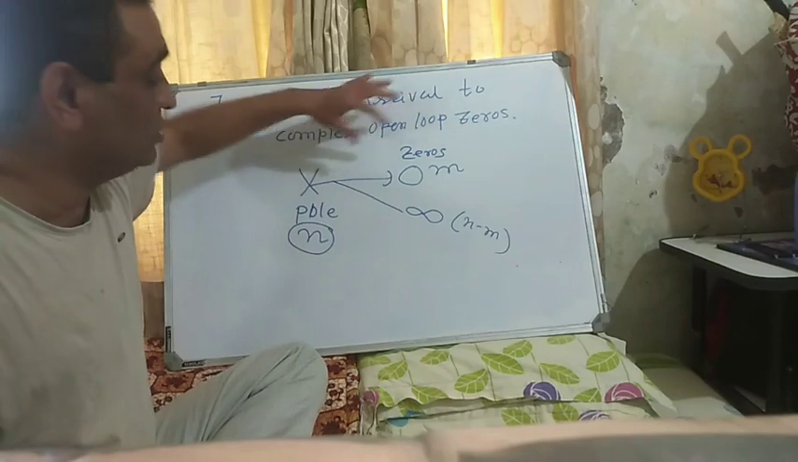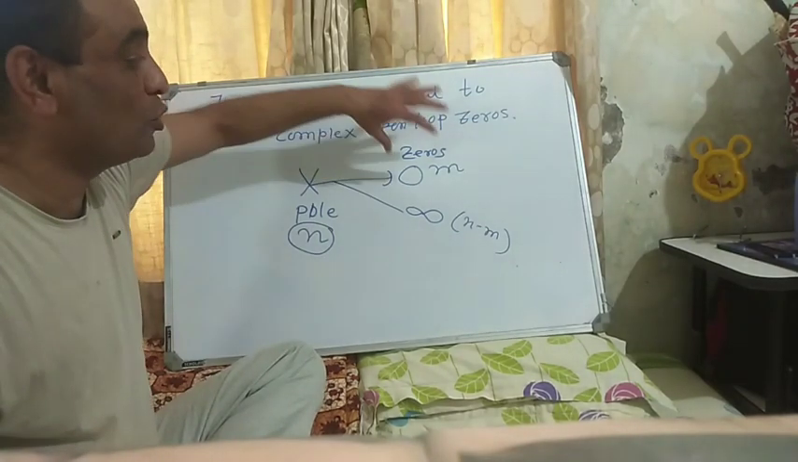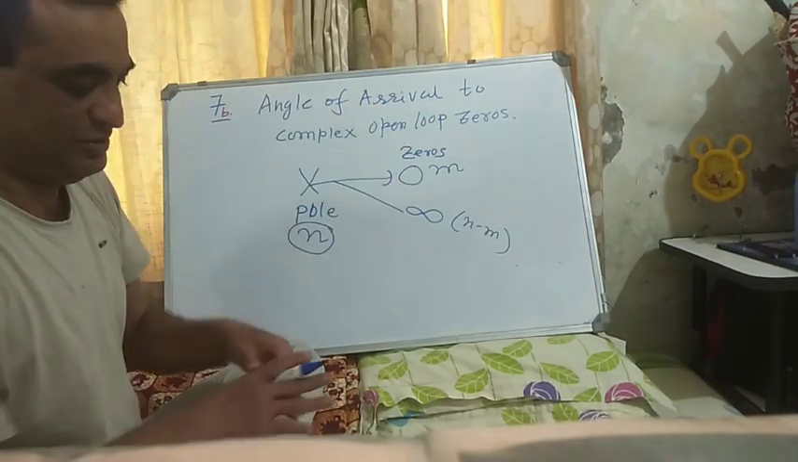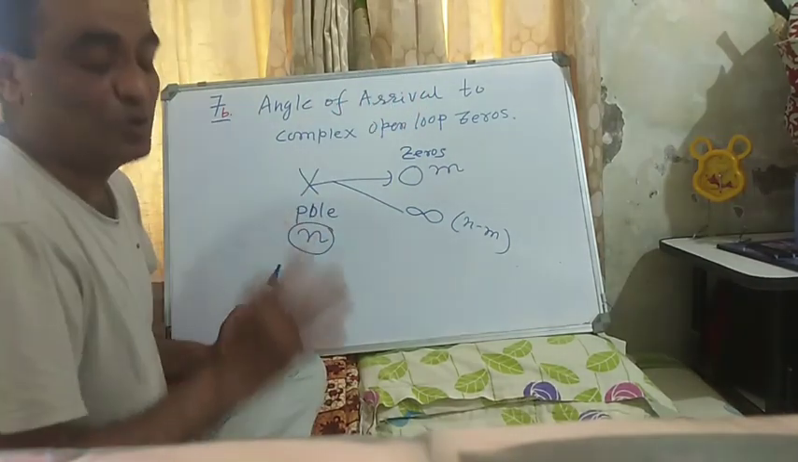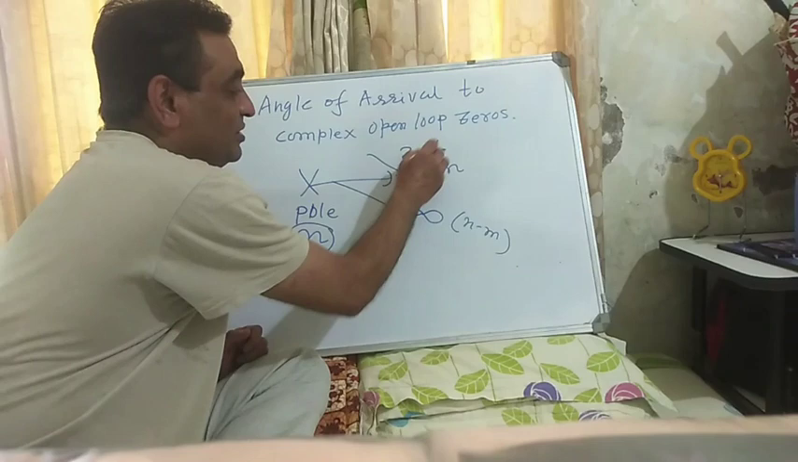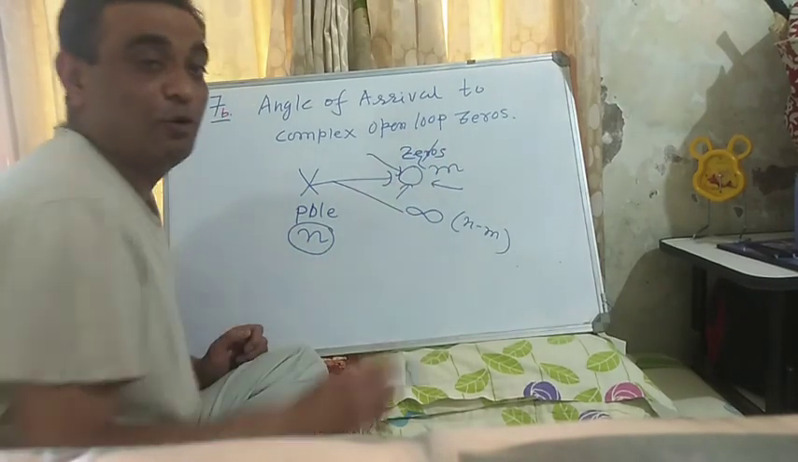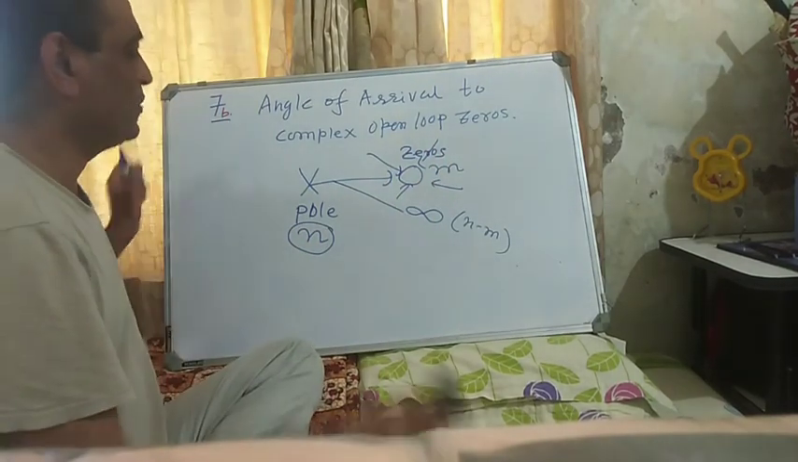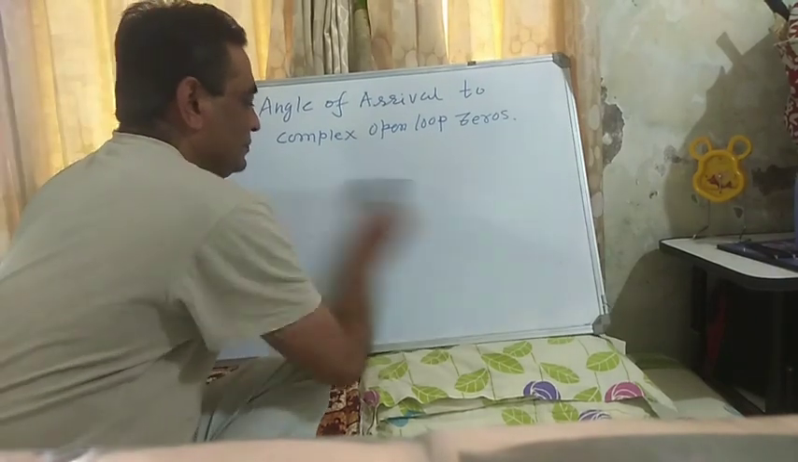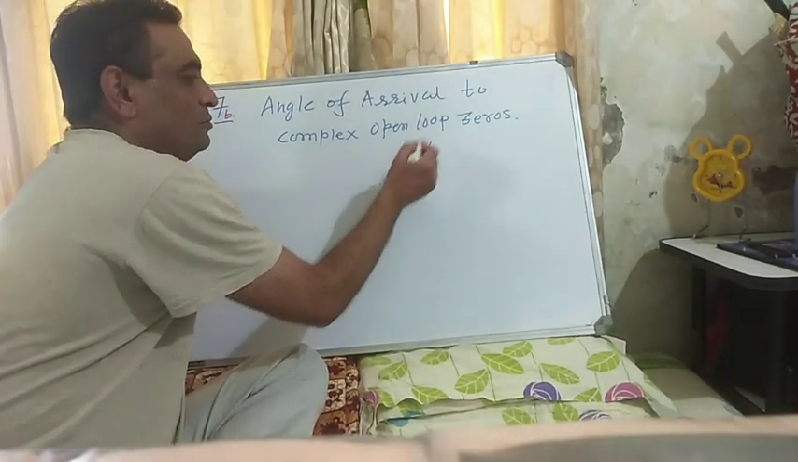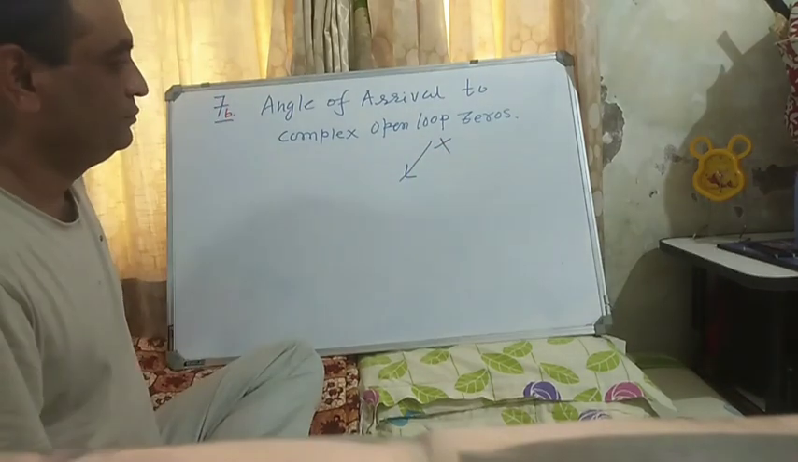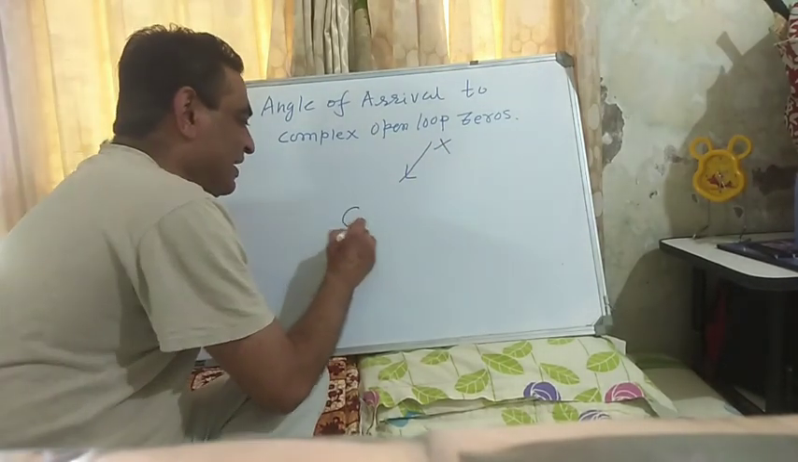So, I am talking about these m branches which are going to terminate at zeros. For these, the angle of arrival is required, because we need to know from which direction the root locus will arrive at the open loop zeros. So let's say a branch is coming from any open loop pole, and it is terminating at this zero.